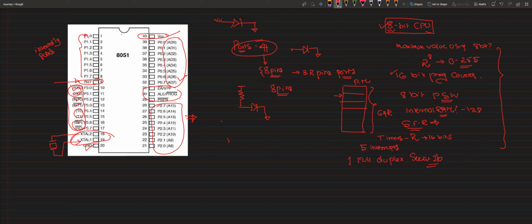Next, we come to the architecture of the 8051. That architecture we will discuss in tomorrow's class.